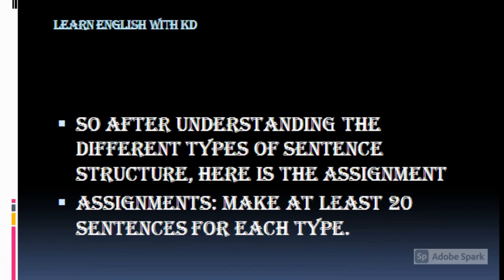After understanding the different types of sentence structure, here is the assignment. Make at least 20 sentences for each type.